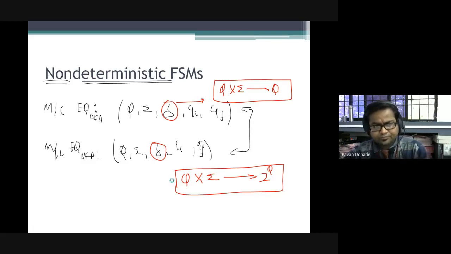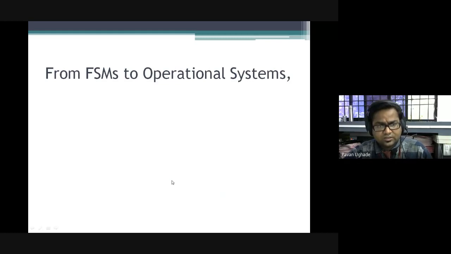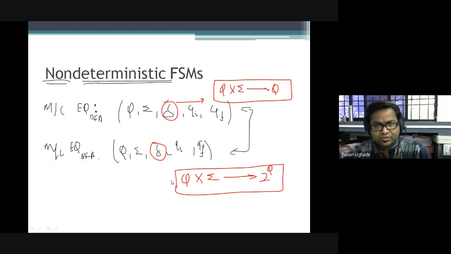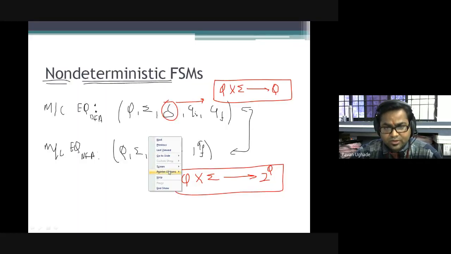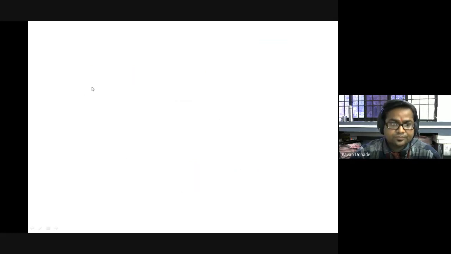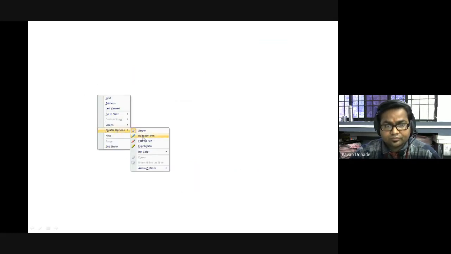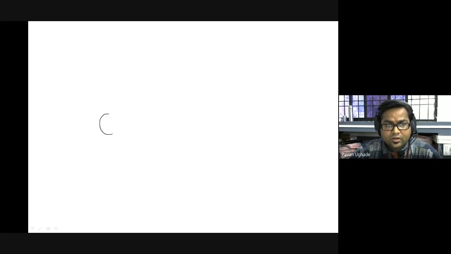Please try to understand. Okay, fine. I'll take the example. The example will be like this. Say this is my q0, and this is my q1, and let us assume this is my q2.